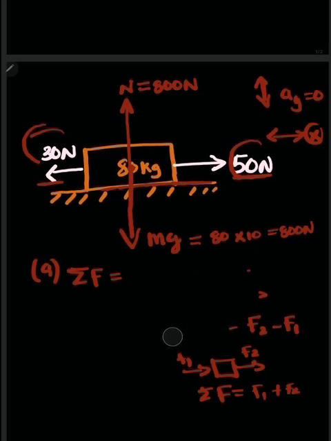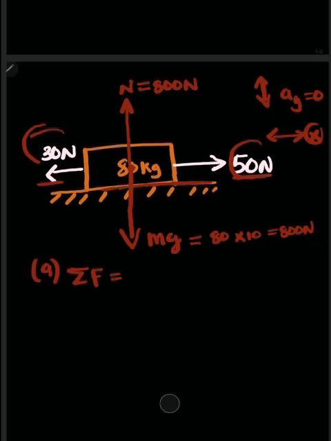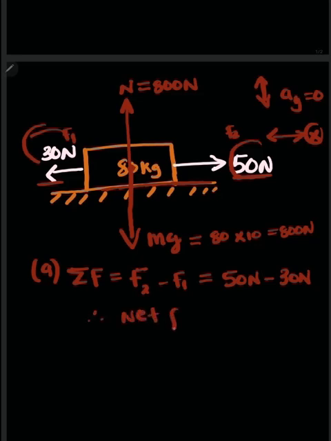So let's find the net force here. The net force is equal to F2 minus F1. If this is our F1, this is our F2, this will be equal to 50 newtons minus 30 newtons. Therefore the net force F is 20 newtons, and it acts to the right. You can see the direction of this force is to the right, because that is where we have a bigger force. The second question asks us to find the acceleration.